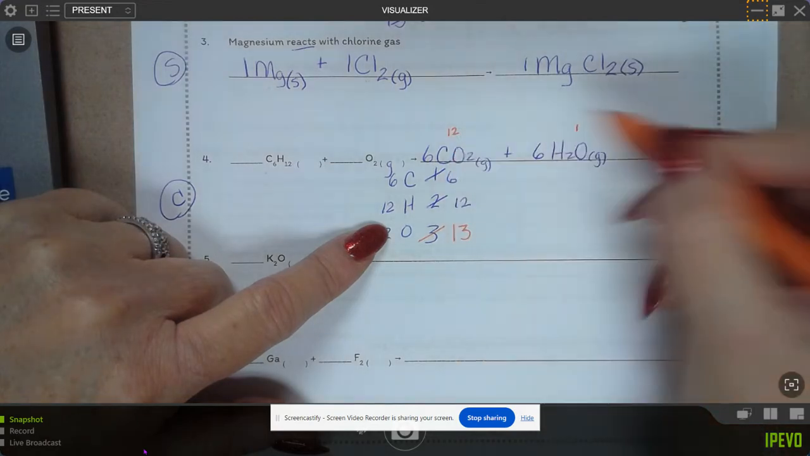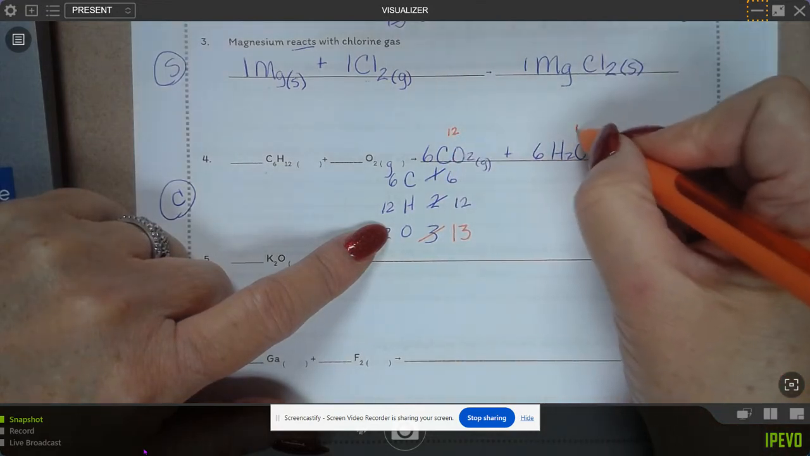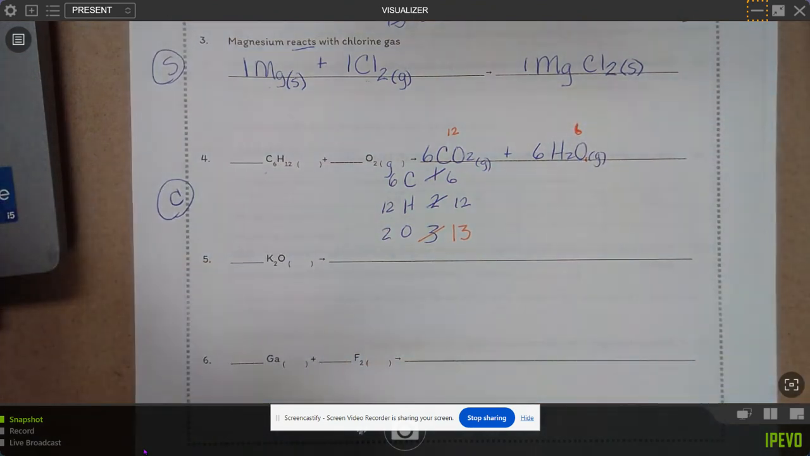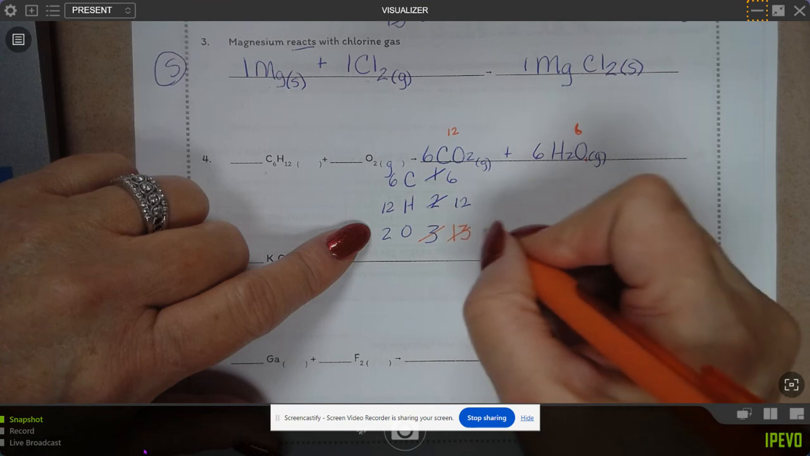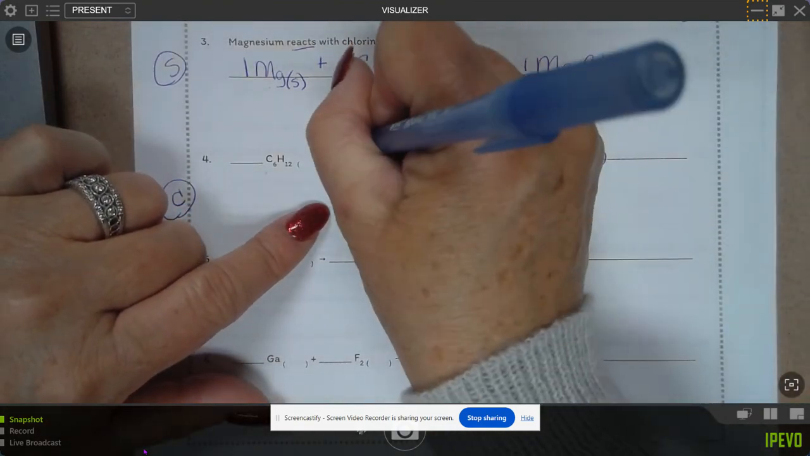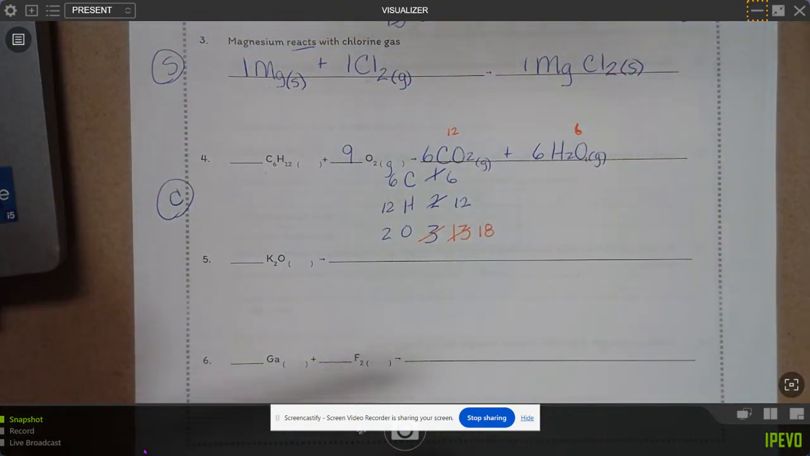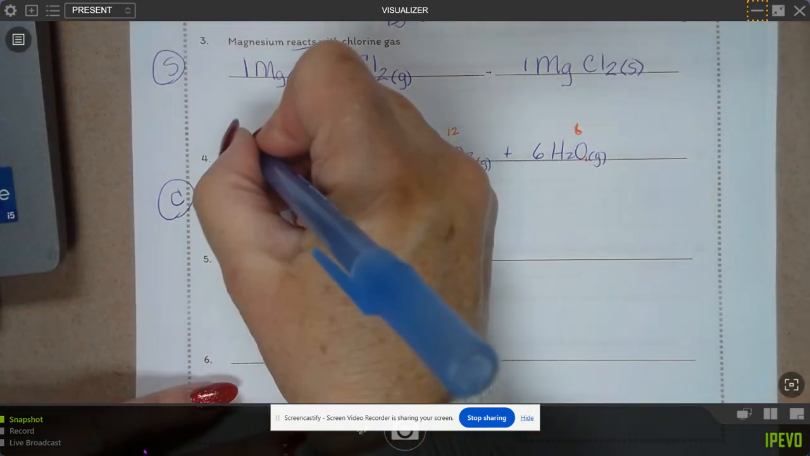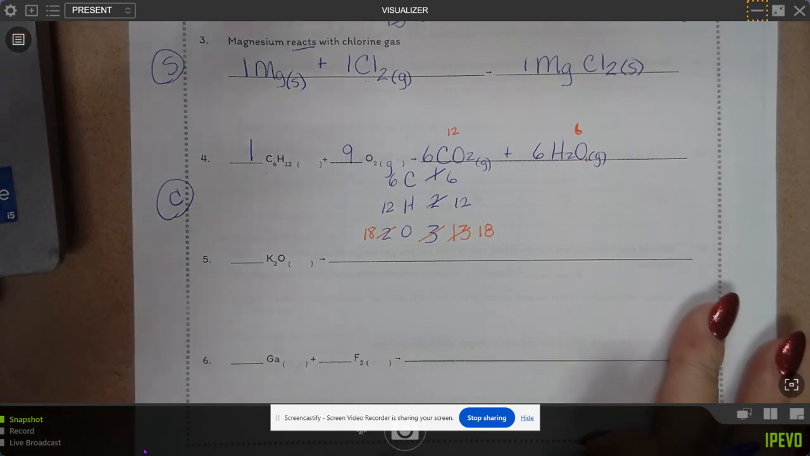All right, let's check, see what that does to our oxygen. We have 12. Now we have 6, because this is like a 1. So 1 times 6 is 6. So I have a total of 18 oxygen on my product side. So that means I need to put a 9 here, which now gives me 18 oxygen. My equation is balanced.